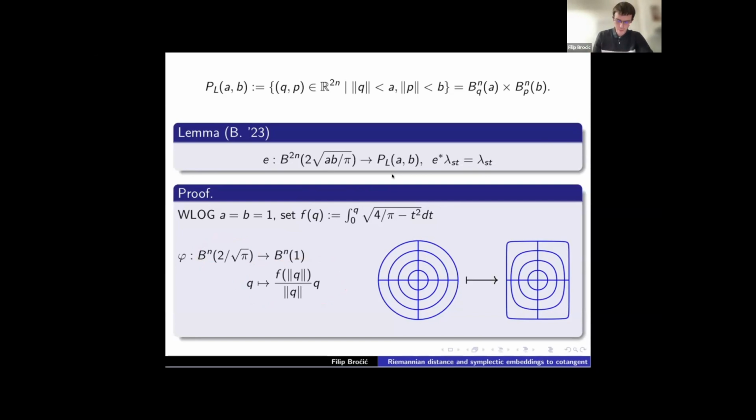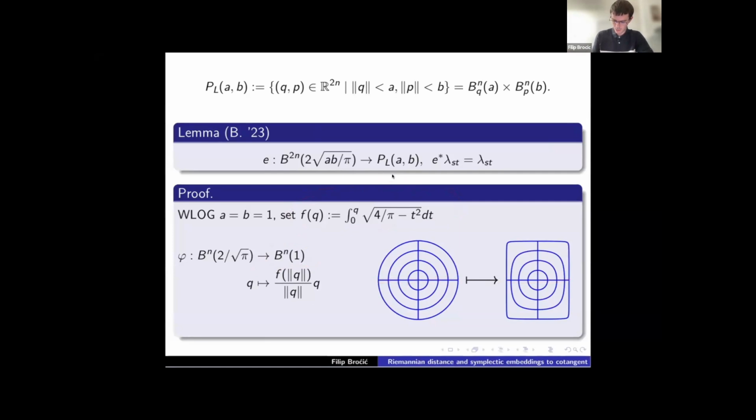From the definition of the function, it follows that the image is of norm at most 1, and one can actually show that this is really a diffeomorphism, again from the properties of this function f. So this is giving us essentially the diffeomorphism of the real parts.